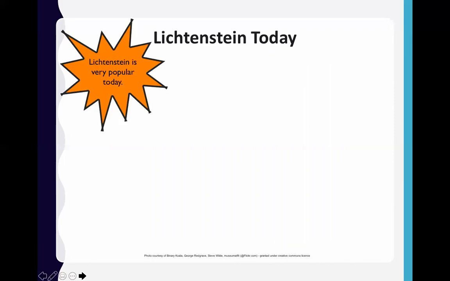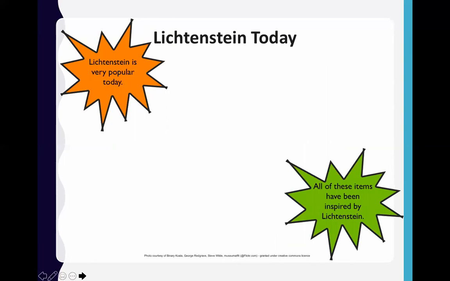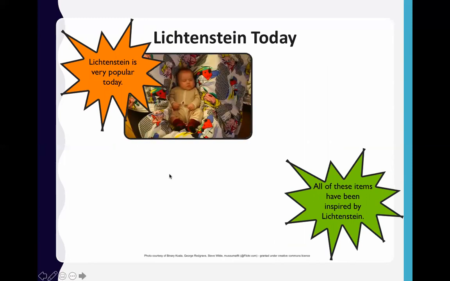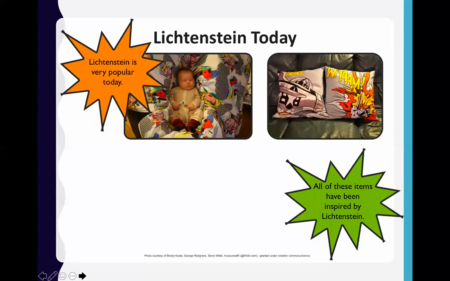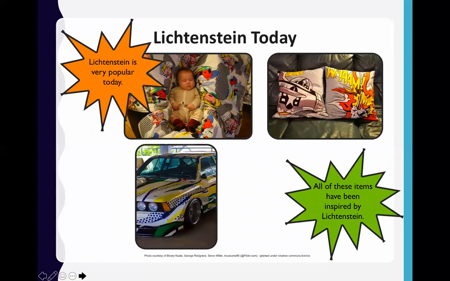So, moving on. Lichtenstein today. Lichtenstein is very popular. All of these items have been inspired by him, so people have taken his work and made it into new things. As we can see, we've got a very cute little baby, but the baby is laid on a quilt or blanket with prints of Lichtenstein's work. The next one is cushions of Lichtenstein's famous painting, Wham, which looks like it's on somebody's settee too.